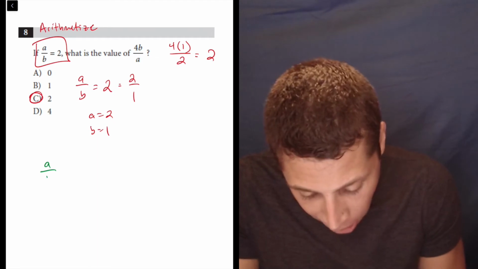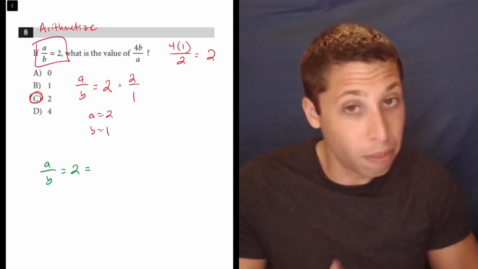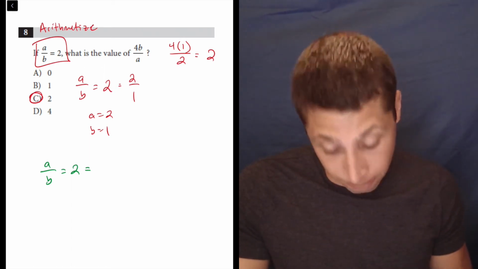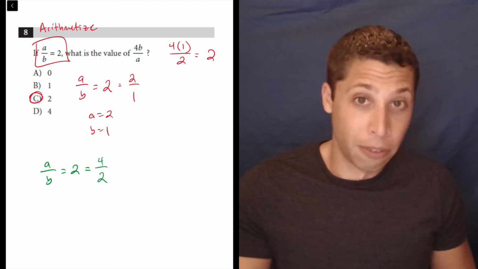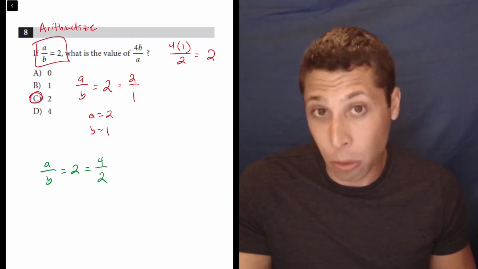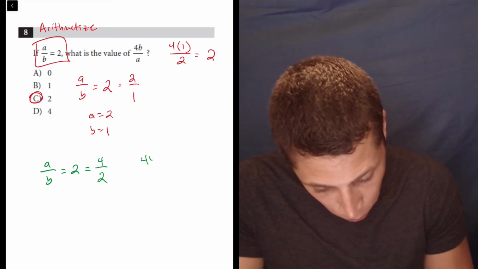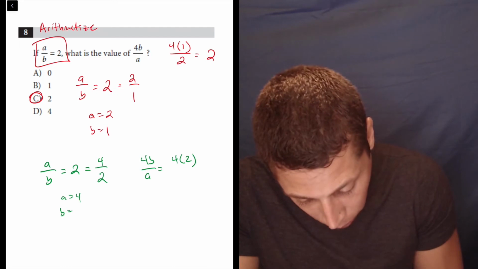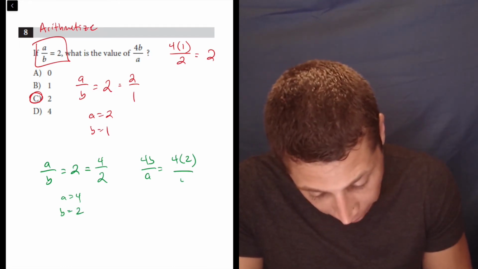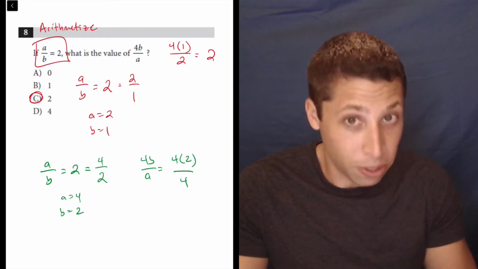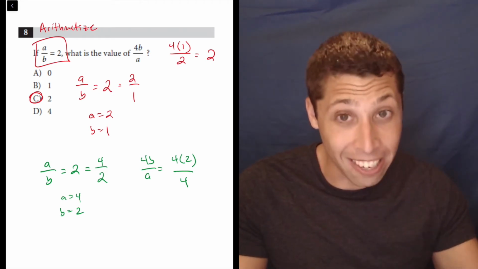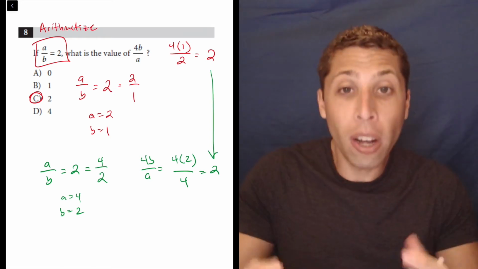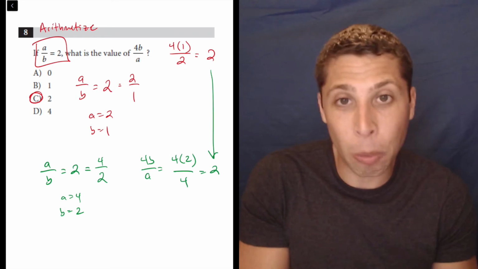So if we know that A over B has to be 2, we could come up with basically infinite combinations of A over B. As long as they equal 2, we're good. So the next obvious one would be 4 over 2, right? 4 divided by 2 is 2. So do the same thing. 4B over A would be 4 times 2, because A is 4 and B is 2, divided by 4. Well, you can see that the 4's will cancel, but even still, 4 times 2 is 8, and 8 divided by 4 is 2. Same answer. And it's because there's a fundamental rule of algebra going on here.